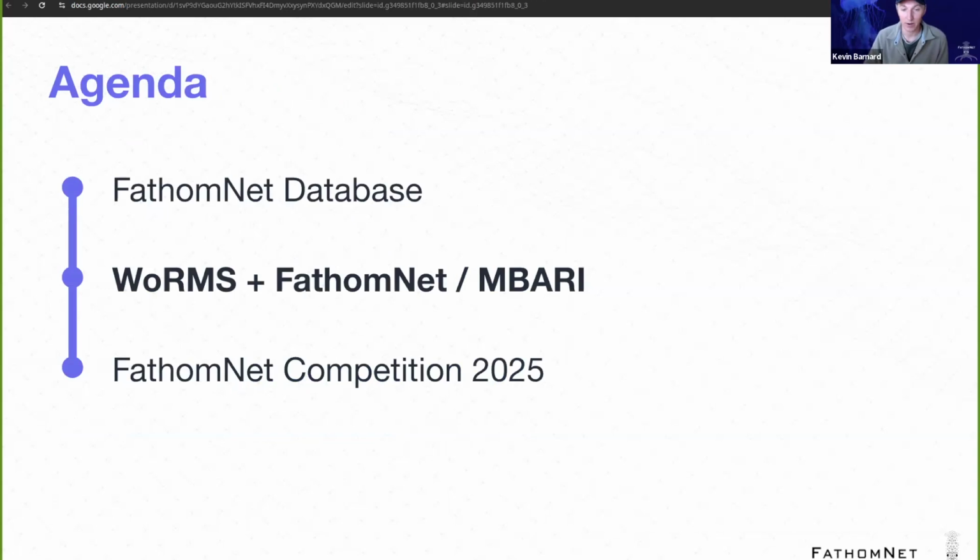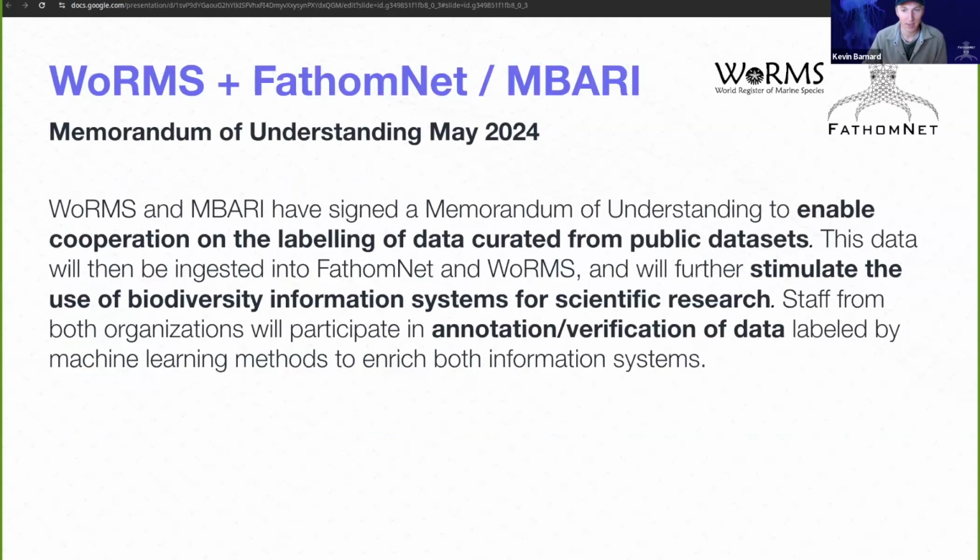Next thing I want to talk about is this collaboration that we have ongoing with the World Register of Marine Species, WoRMS. So shortly after our workshop last year, we signed a memorandum of understanding with WoRMS, and this had the goal of enabling cooperation on the labeling of data curated from public data sets. Our two groups have very similar goals in that we are very minded towards the curation of these data for public use, right? And trying to ingest as much public data as we can and make it useful to the community is a shared goal of ours.